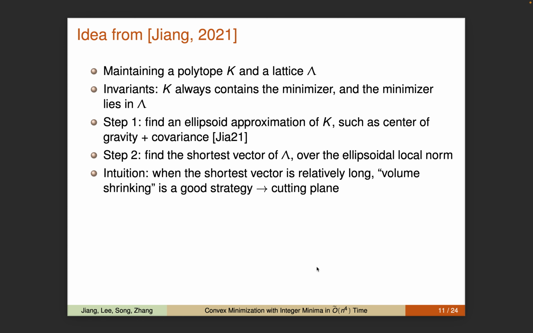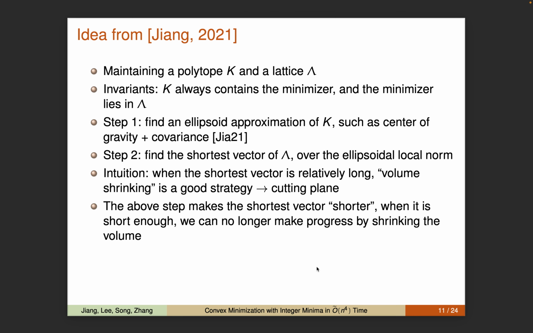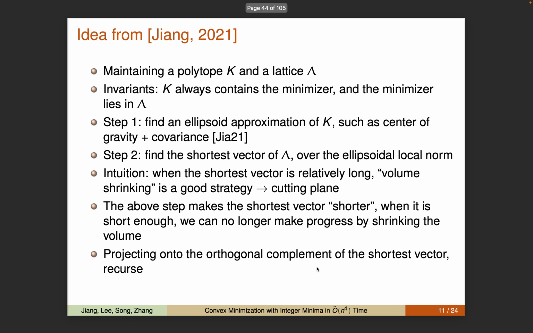The key intuition of his algorithm is that when the shortest vector is relatively long, then we can keep shrinking the ellipsoid by doing cutting plane steps. On the other hand, if one shrinks the volume, the shortest vector becomes smaller. And when the shortest vector is small enough, we can no longer make progress by shrinking the volume. What we do is project onto the orthogonal complement of the shortest vector. We reduce the dimension of the subspace by 1, and we recurse the algorithm.